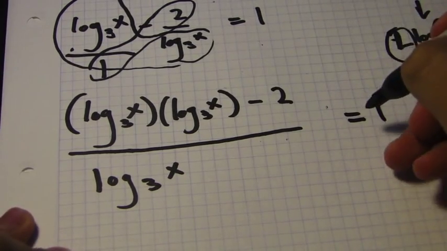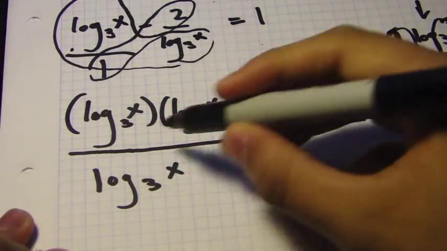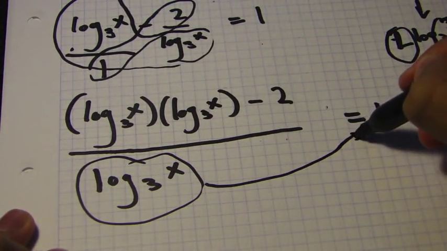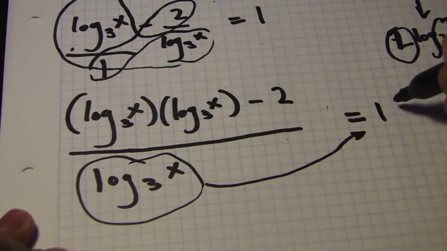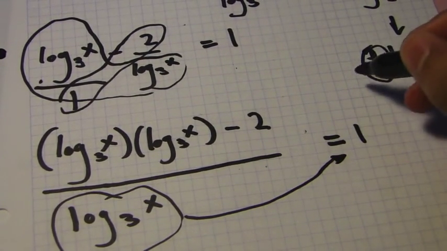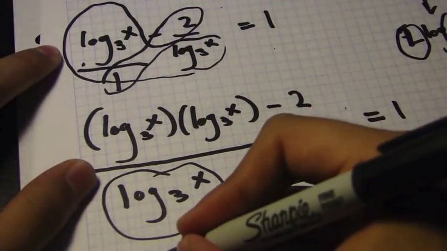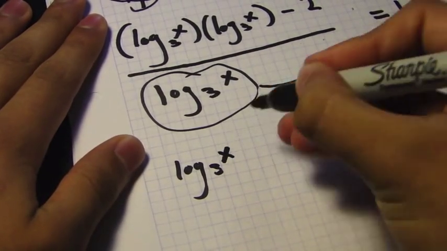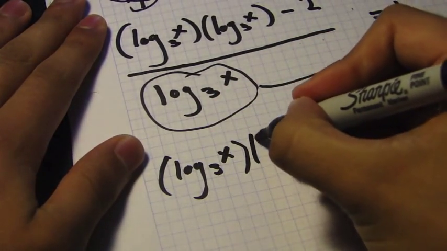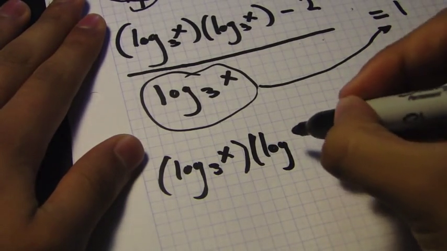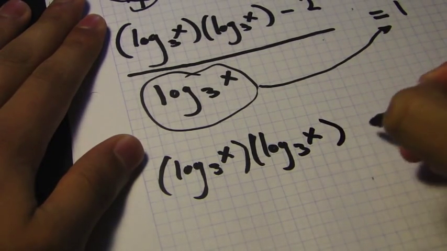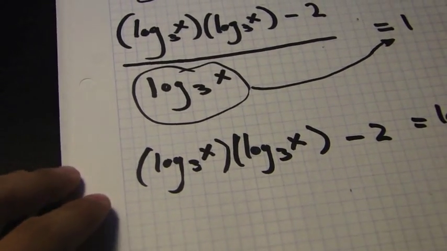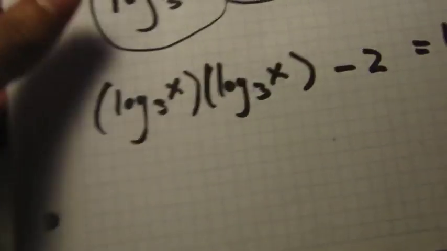Alright, so now to get rid of this fraction, we're just gonna move it over to this side. So just multiply this on each side. So you end up with log base 3 of x times log base 3 of x minus 2 equals log base 3 of x. Alright, so I'm running out of space here. I'm going to go to the next page.